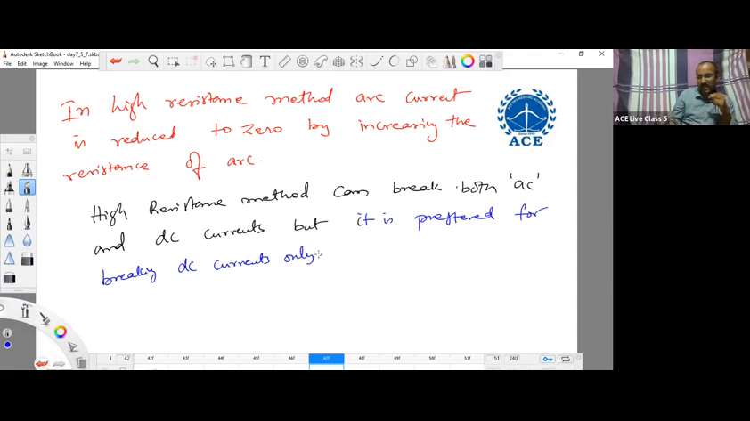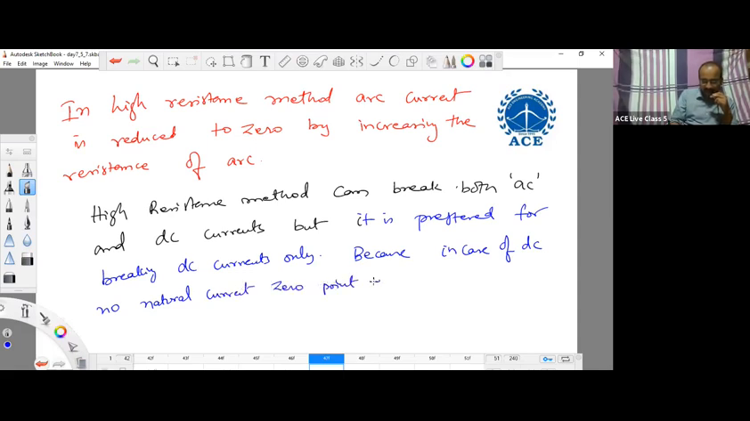Why is it preferred for breaking DC currents only? What is the reason? Because in case of DC, no natural current zero point exists, whereas in AC, natural current zero point exists.